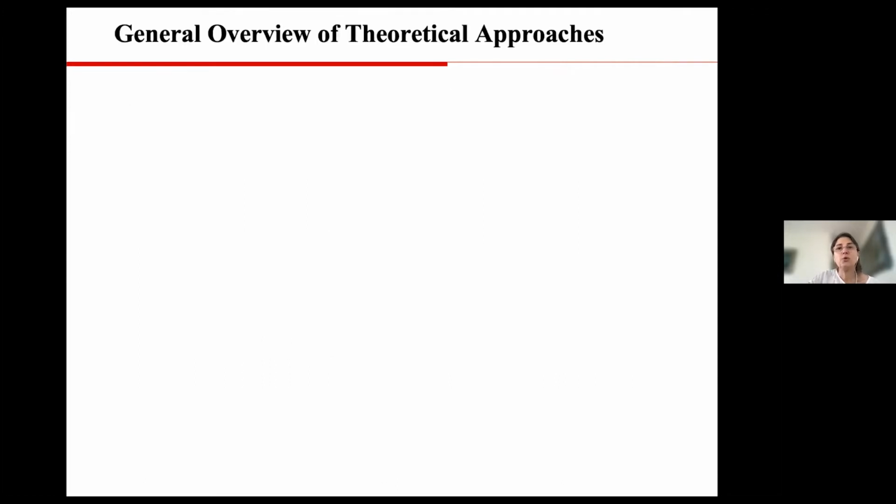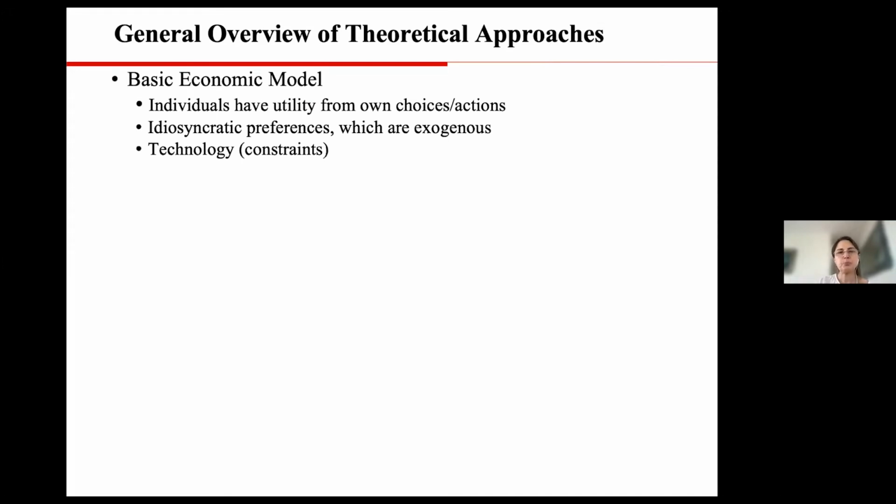Of course, there's many ways to do so. So I'm going to give you a general overview of the way theory might approach such an empirical pattern. So what would a basic economic model do? As I mentioned earlier, a basic economic model would have individuals have utility from their own choices or actions. So individuals have preferences, right? And these preferences over schooling, for example, and over income or consumption. And these preferences are usually understood to be idiosyncratic. So people wake up one day and they have these preferences and they're exogenous.